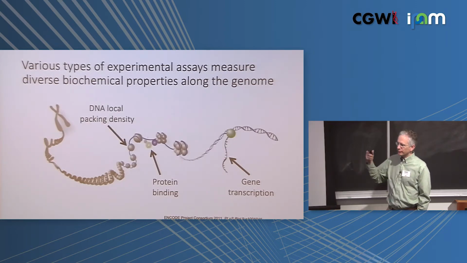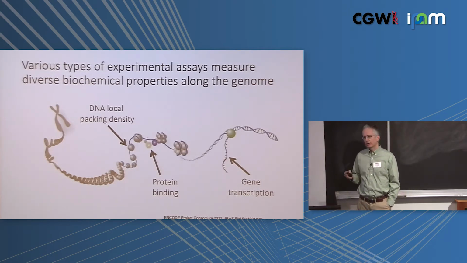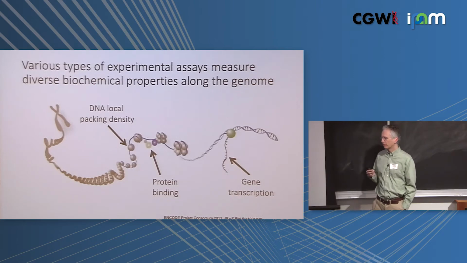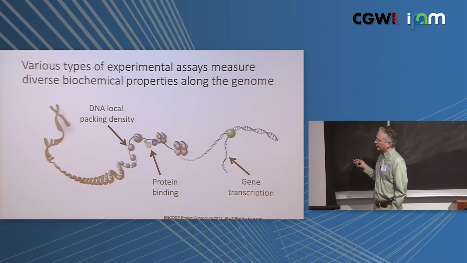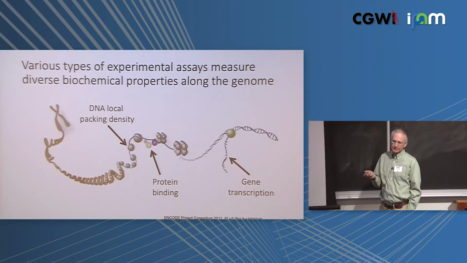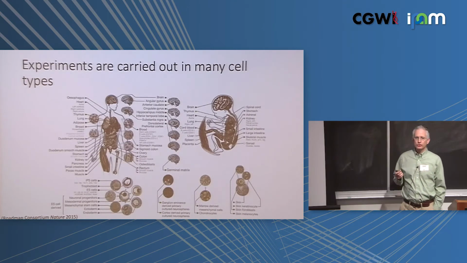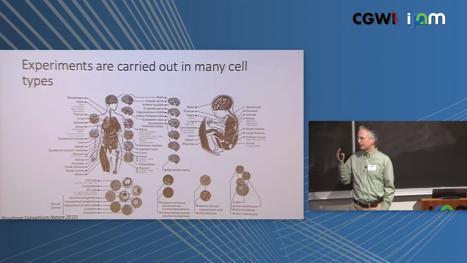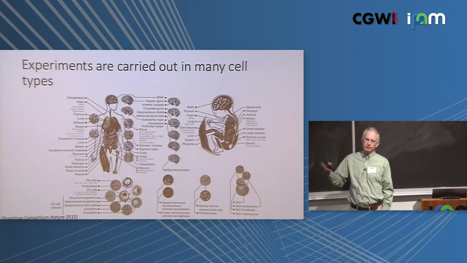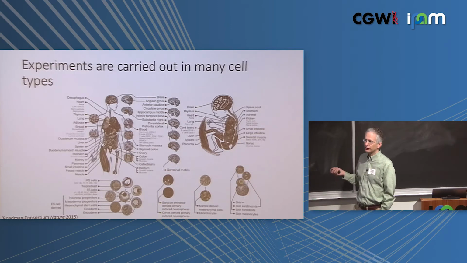And then there are also some kinds of measurements that just have to do with local packing properties of the DNA. The one that we use most in this analysis is called DNase sensitivity, although there are other assays like ATAC-seq that measure similar kinds of things. An additional level of complexity in this data is that in addition to having many different types of experimental assays that you can perform, they can be carried out in lots of different cell types or cell lines and so on.